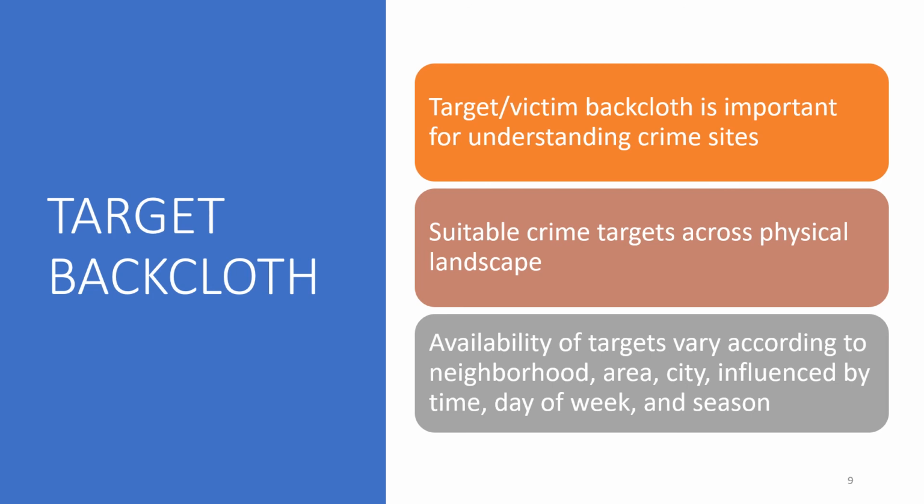Bear in mind that we learned that for a crime to occur, there must be a suitable target or victim, a motivated offender, and the absence of a capable guardian. The availability of suitable targets will vary according to neighborhood, for one, and two, the influences of time, day of week, and season.